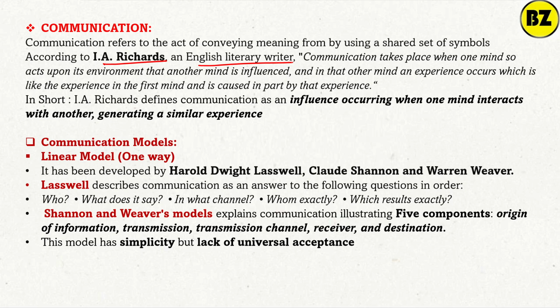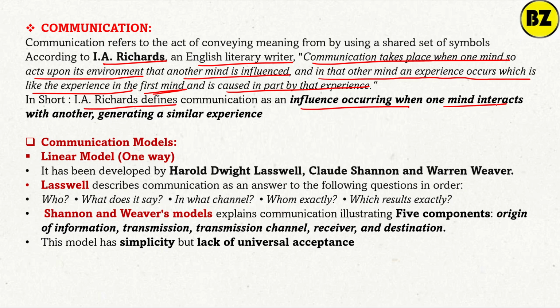Richards, an English literary critic, who said that communication takes place when one mind so acts upon its environment that another mind is influenced, and in that other mind an experience occurs which is like the experience in the first mind, and it is caused in part by that experience. So this is the very simple meaning by Richards. He is talking about the feeling from one person to another person. In short, I.A. Richards defined communication as an influence occurring when one mind interacts with another, generating a similar experience. Okay, very basic meaning of communication.